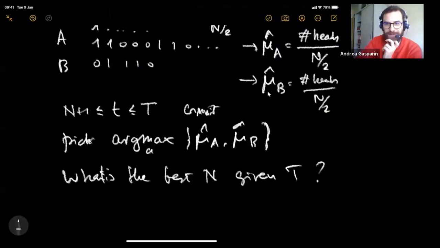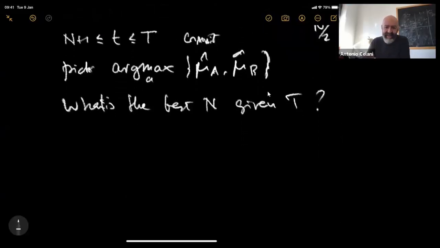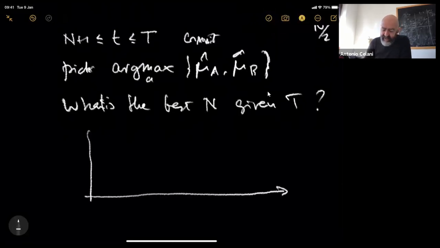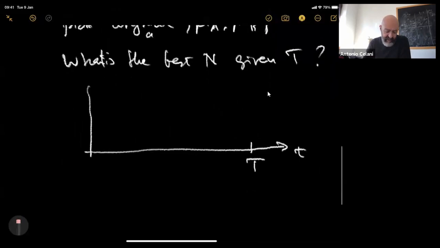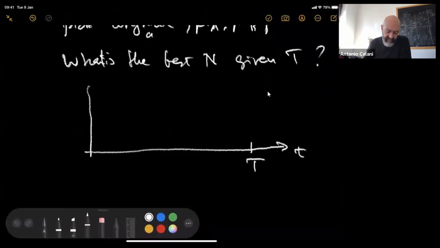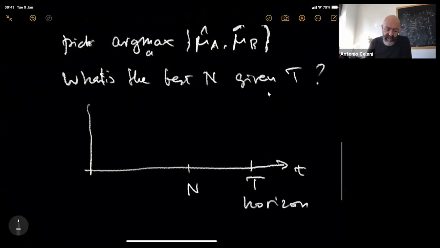This is a good point. Okay, so let's see what is going to happen, like making a little graph. So let's say this is time. So this is our final horizon. This is another word which will come up often in the future. So T is the horizon of our decision process. And we want to put some N here, okay? And we want to put it in the best position.